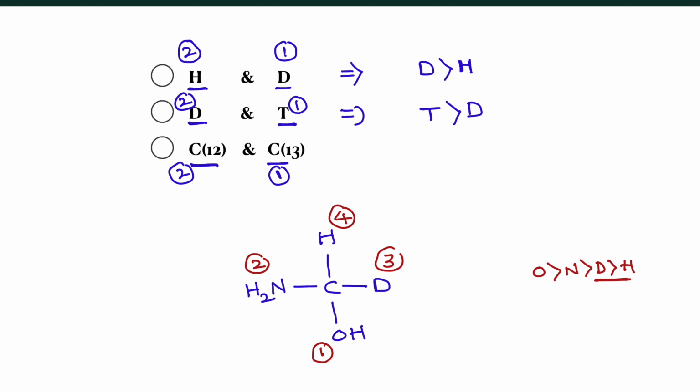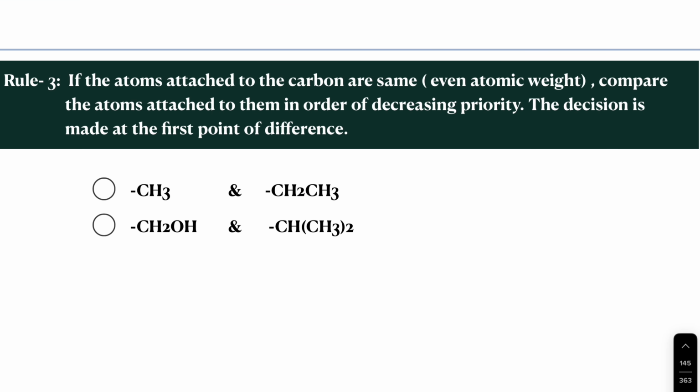You may get a doubt, why are we giving the priority? Already previously I talked about that. We are going to use these CIP rules in two different subtopics. One is EZ configuration, another one is RS configuration. Let us move on to the third rule.